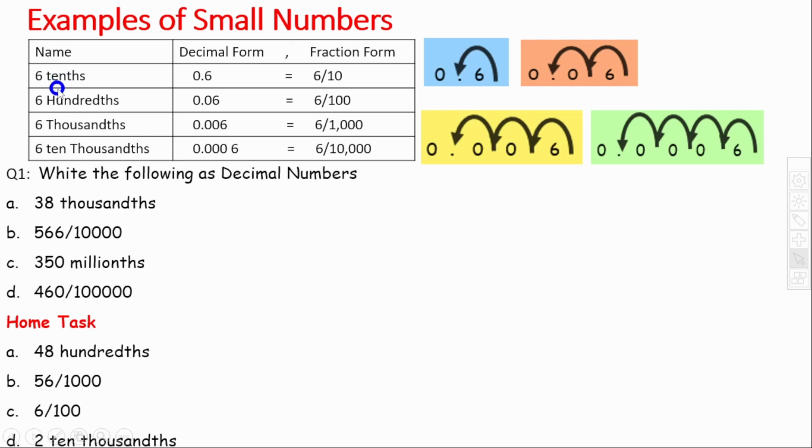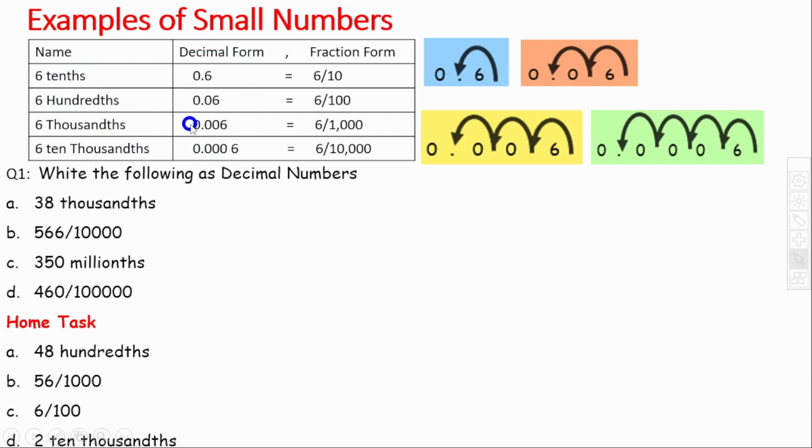Now the name is simply what do we have under the 6? We have 10 under the 6, so it becomes 6/10, tenths. Then here, 6 all over 100 becomes 6/100th. 6 all over 1000 is 6/1000th. And 6 all over 10,000 is 6/10,000th. So that's exactly how the names were gotten.